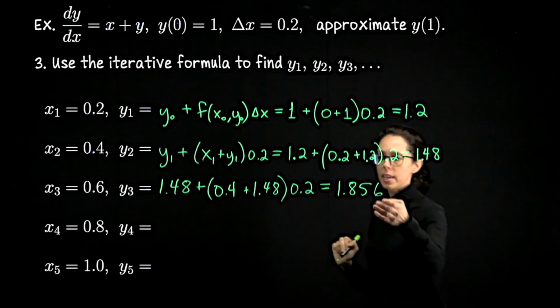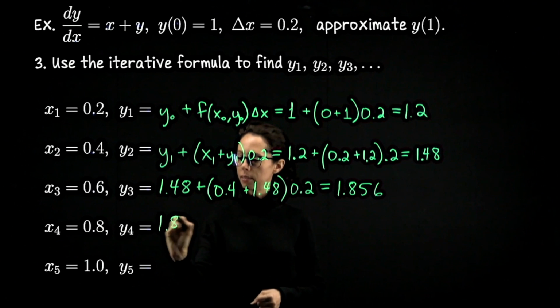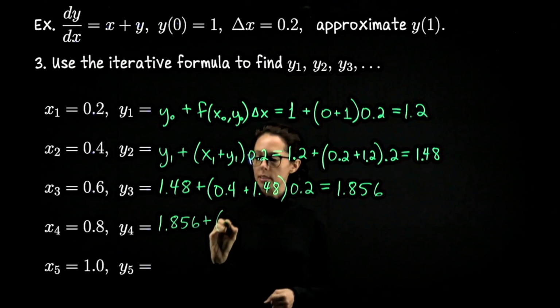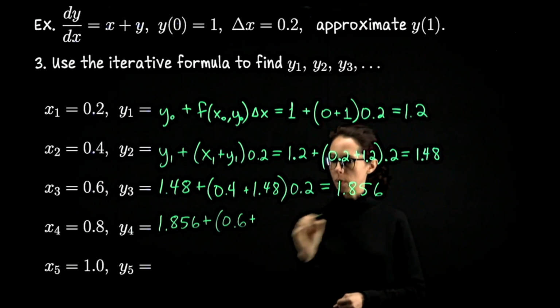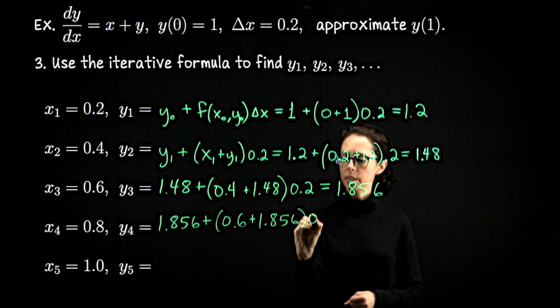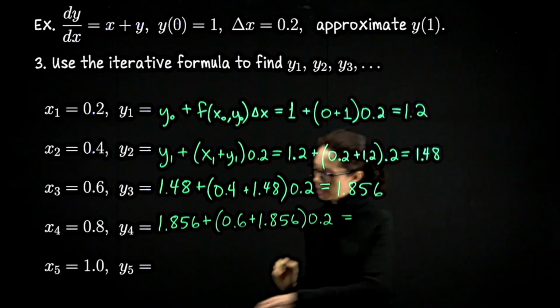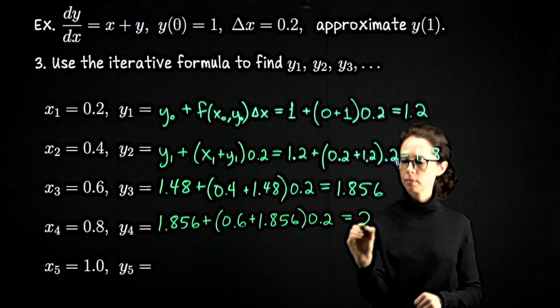Let me go ahead now and take this number and put it right into the next line. So 1.856 plus 0.6, that's the previous x value, plus 1.856 times 0.2. And again, with a calculator, I got 2.3472.